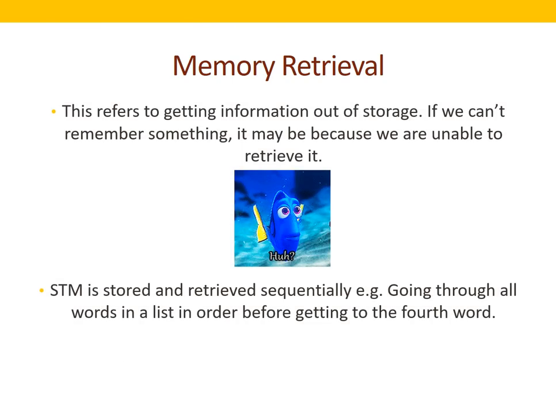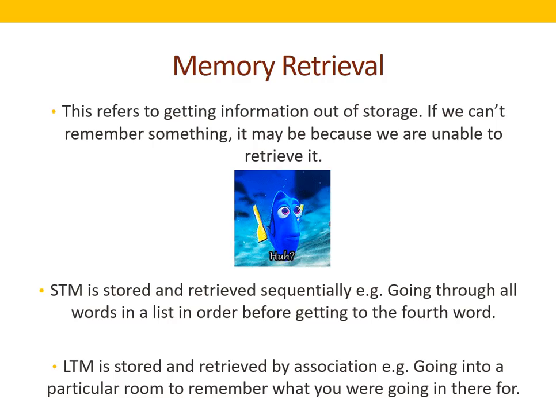Okay, and then once you've stored that memory, you're going to retrieve it. Memory retrieval is getting that information out of storage. If you can't remember something, it's often because you're unable to retrieve it, because there's been some kind of retrieval error. Now, short-term memory is stored and retrieved sequentially. So if you've got a list of words, and you've only looked at it a brief period of time ago, so within the last 30 seconds, and you've been holding those words in your mind, when you're retrieving that information, you normally start at the top of the list, the first word, and work your way through to try and remember them.